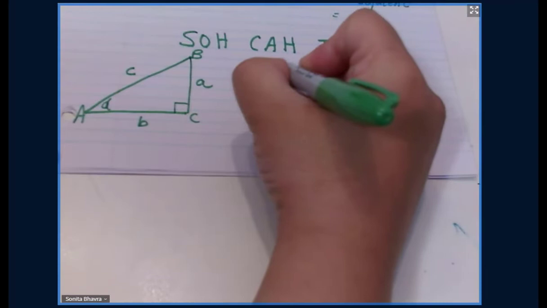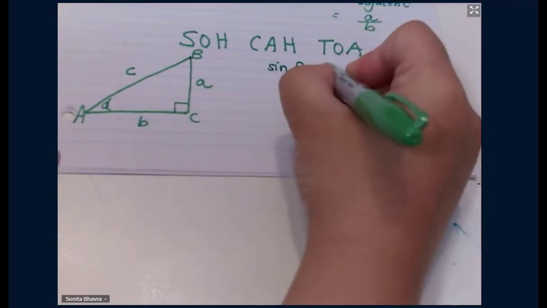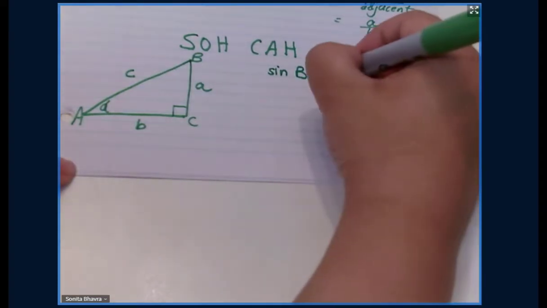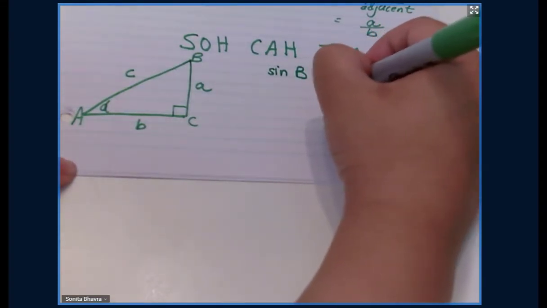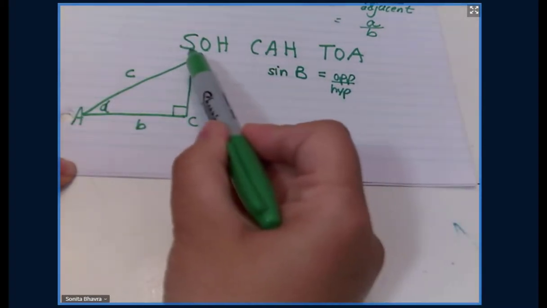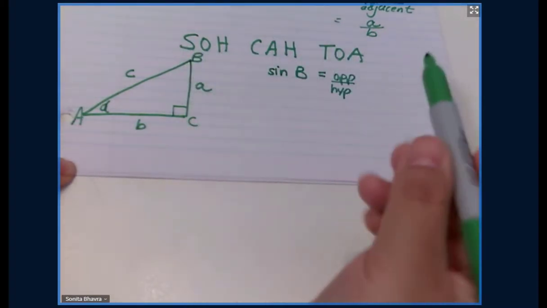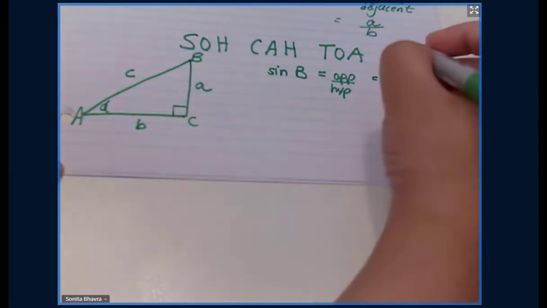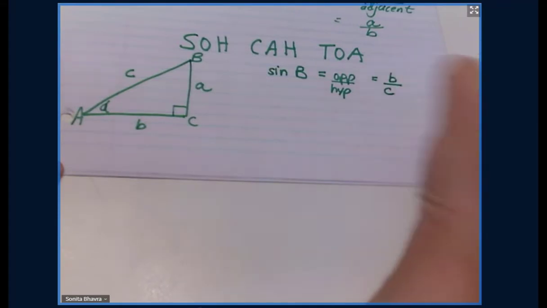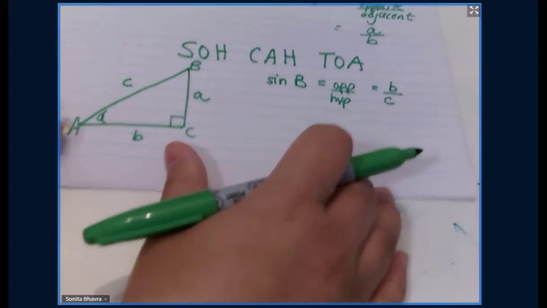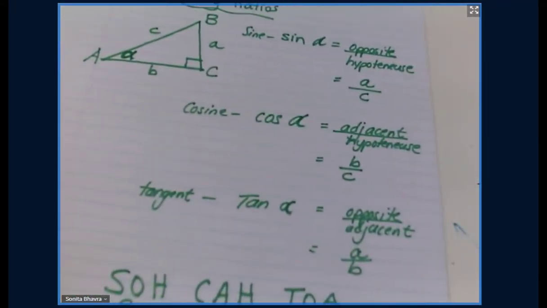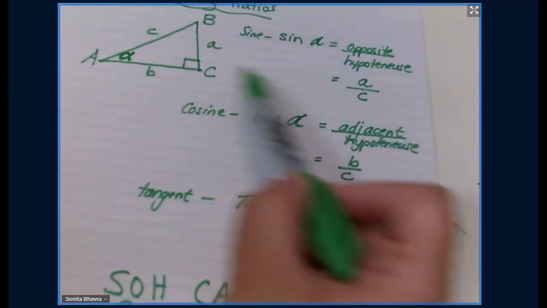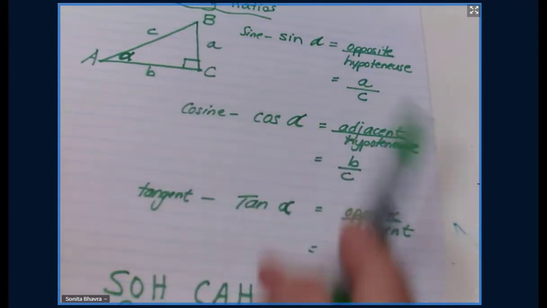So sine of B is going to be equal to opposite over hypotenuse. So I'm just going to write it like this, opposite over hypotenuse, just like we see here. Sine is opposite over hypotenuse. So this time, the one opposite is B, and then hypotenuse is still C. To compare that to the sine of angle A, it was A over C, because the one opposite was A, hypotenuse was still C.